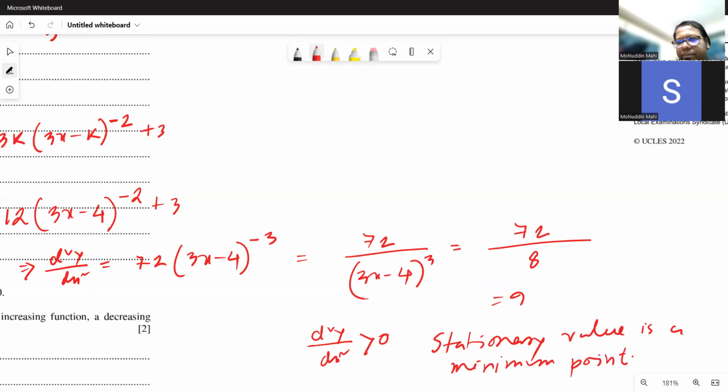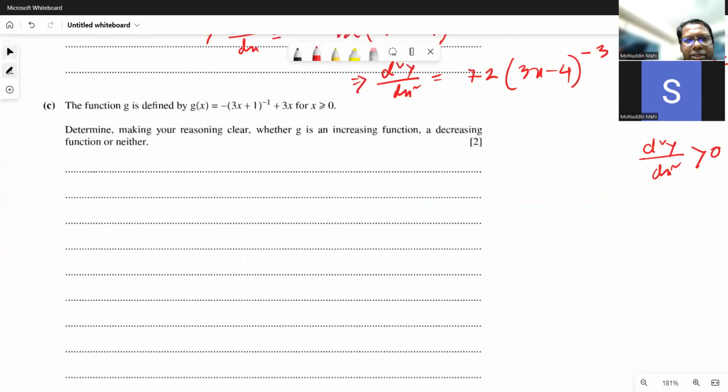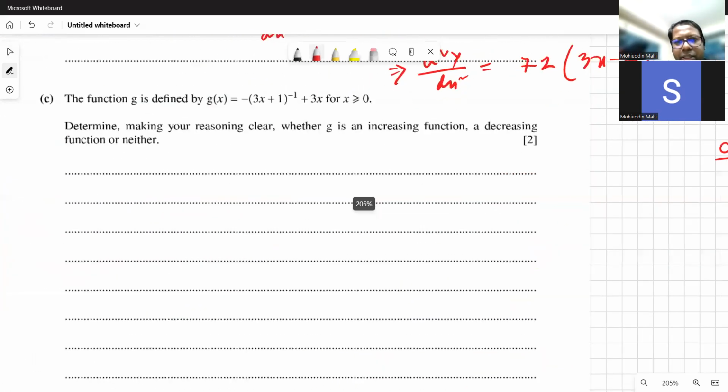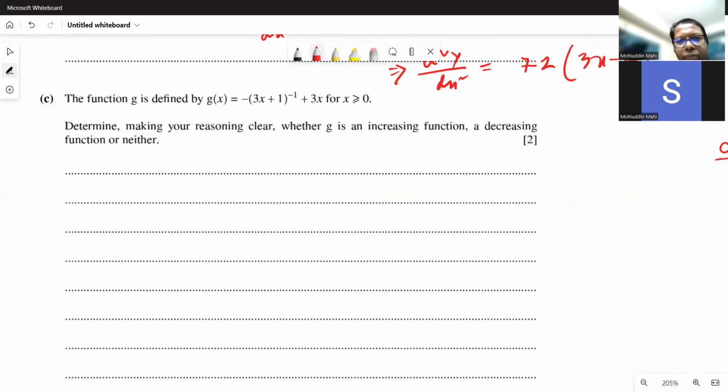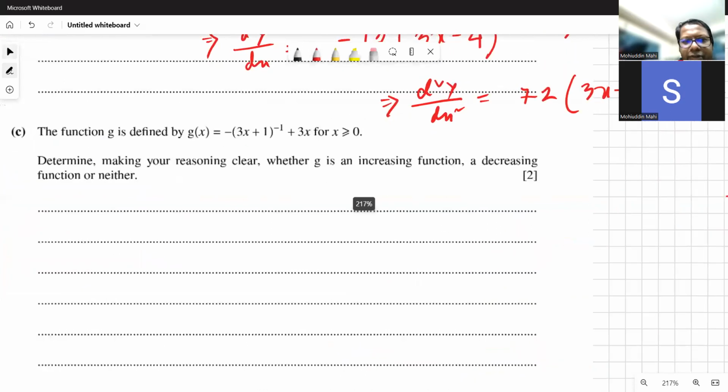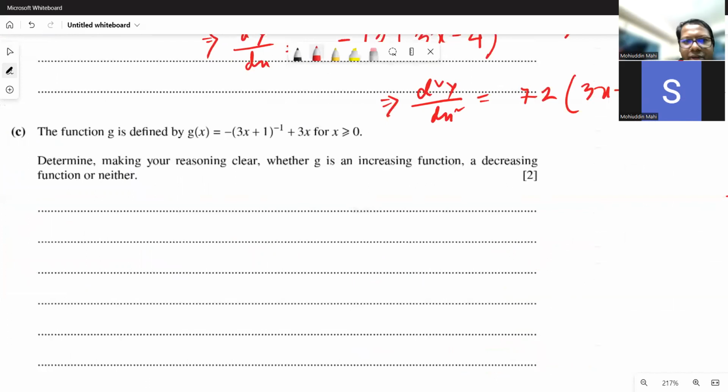So that was quite easy. Let's move on to question C. In C, a function is given and we have to determine whether it's an increasing function or decreasing function or neither. When a function is given and you have to find out whether it is increasing or decreasing, the first thing you need to do is to differentiate it.